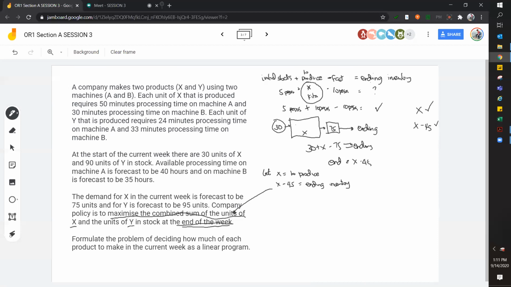Questions? So, halimbawa guys, pwede ba sir negative yung ating X? Halimbawa lang po, X is equal to 25. Anong result? Negative yung ating ending. Tama? Kukulangin tayo. Which is ang goal naman natin, mapadami yung ating stocks at the end of the week. Okay?